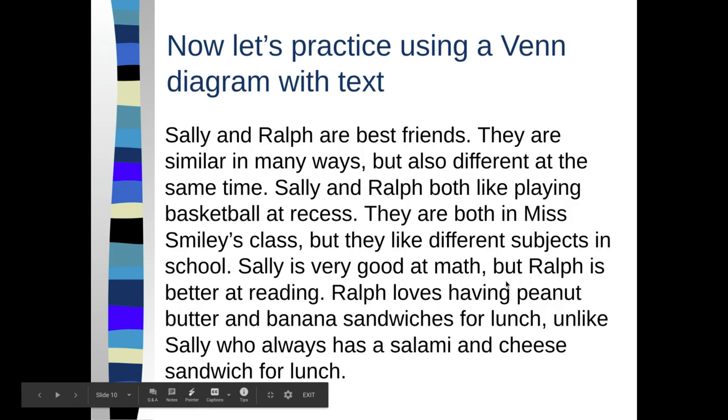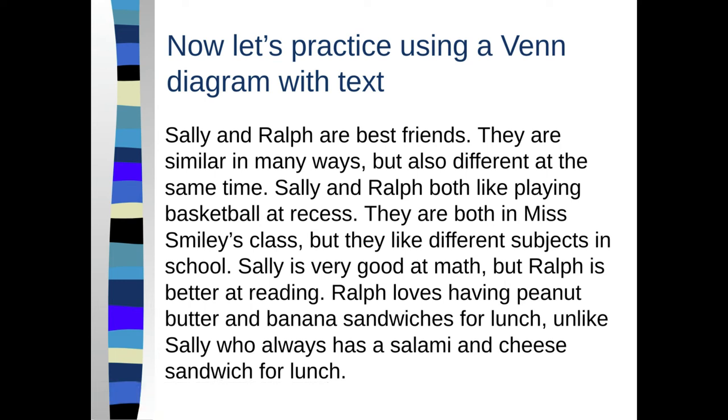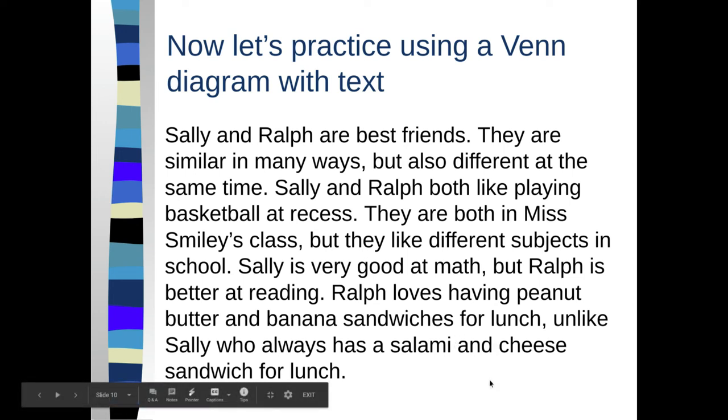Now let's practice using a Venn diagram with text. Sally and Ralph are best friends. They are similar in many ways, but also different at the same time. Sally and Ralph both like playing basketball at recess. They are both in Miss Smiley's class, but they like different subjects in school. Sally is very good at math, but Ralph is better at reading. Ralph loves having peanut butter and banana sandwiches for lunch, unlike Sally, who always has a salami and cheese sandwich for lunch.